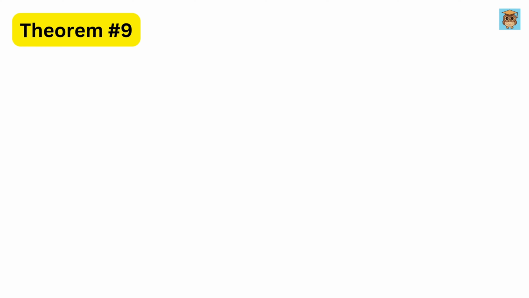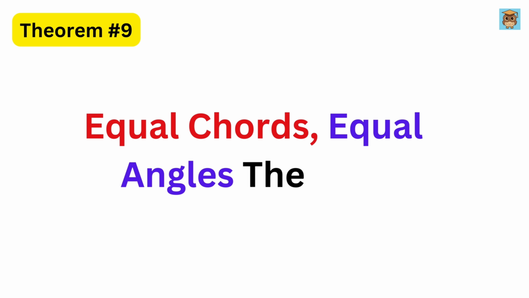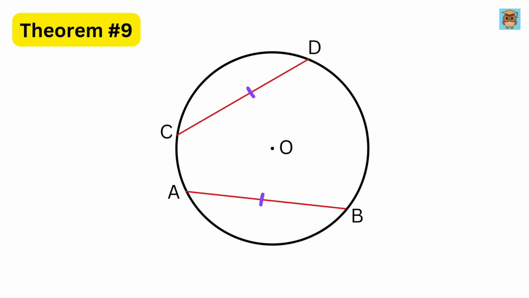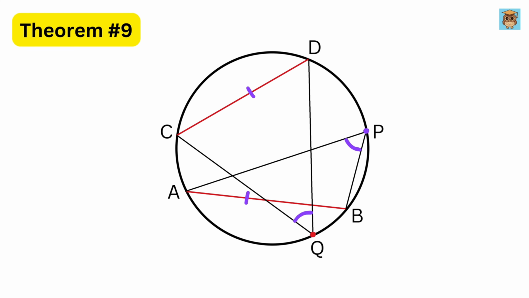Now, Theorem 9, equal chords, equal angles theorem. Suppose we have a circle with center O and two chords AB and CD of equal length. If we draw lines from O to the endpoints of both chords, then the angles AOB and COD at the center will be equal. Similarly, if we take any point P on the circumference and connect it to A and B to form angle APB, and another point Q connected to C and D to form angle CQD, then these two angles will also be equal.